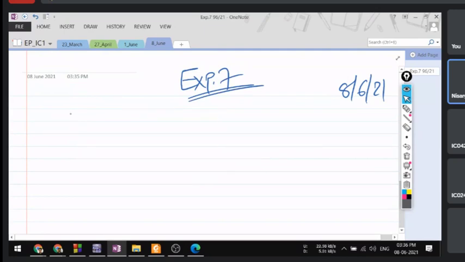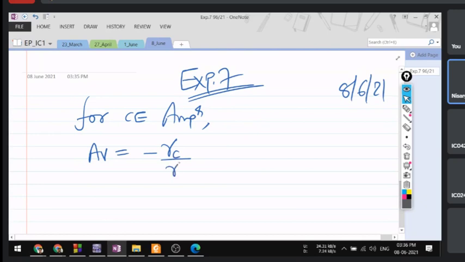Here, student, what we have to do is, let me say for a CE, common emitter amplifier, the voltage gain AV becomes nothing but minus small rc upon RE dash. Let me write down. Small rc upon RE dash.